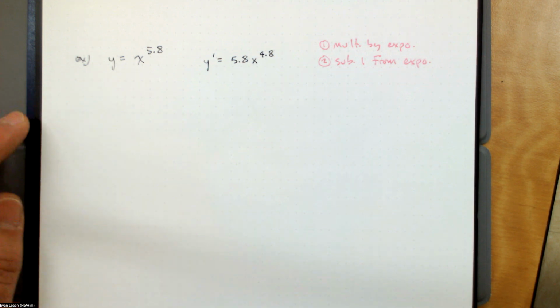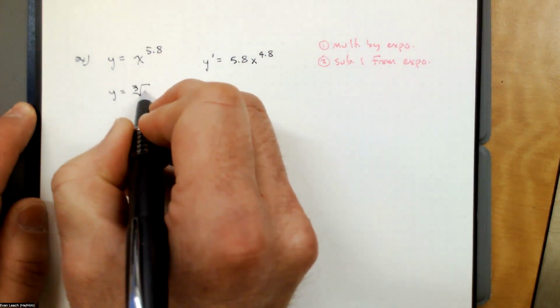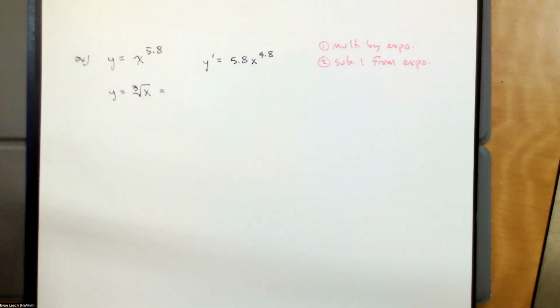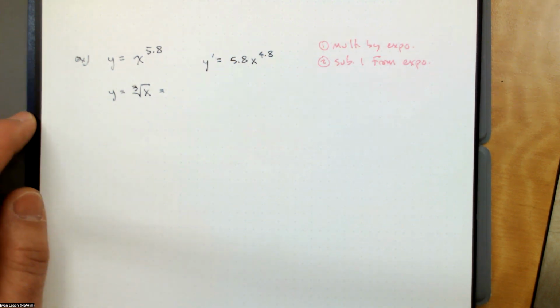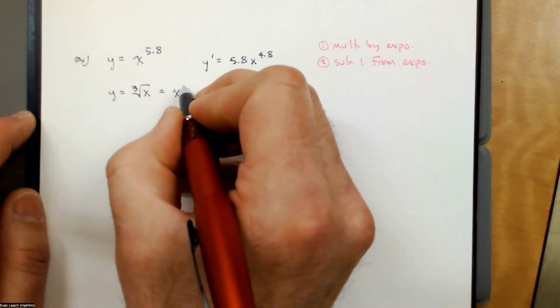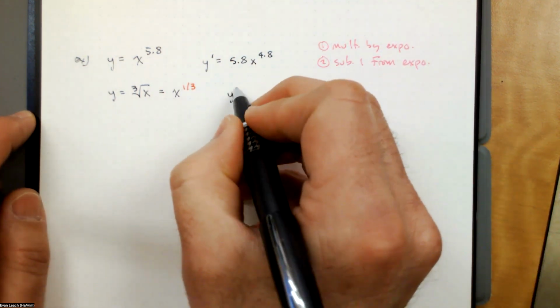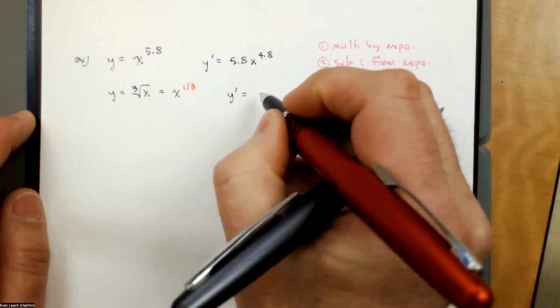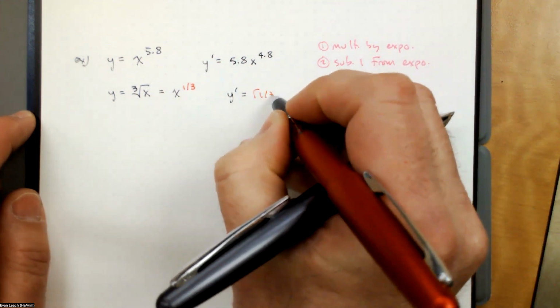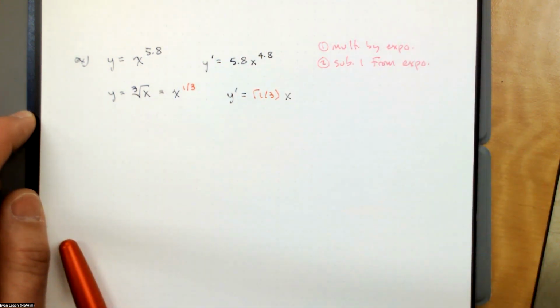This applies to things like radicals. So if y is equal to the cube root of x, radicals are exponents. The index is the denominator. So this is going to be x to the 1/3. So y prime will be 1/3 x to the negative 2/3.